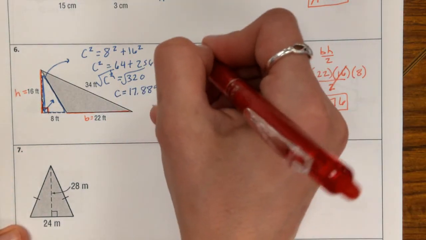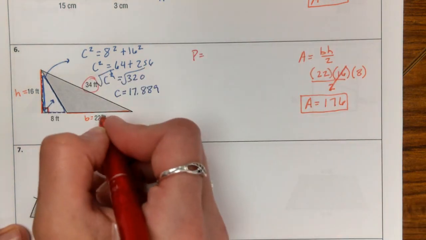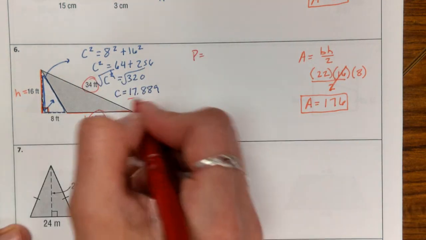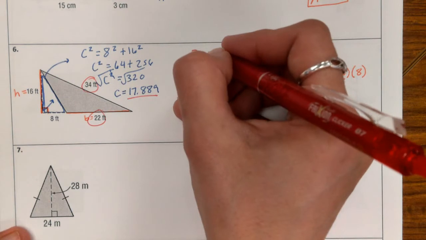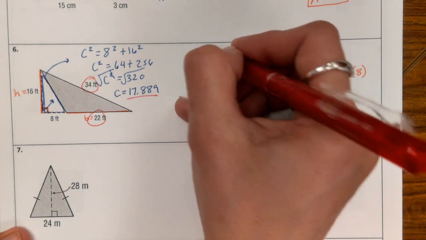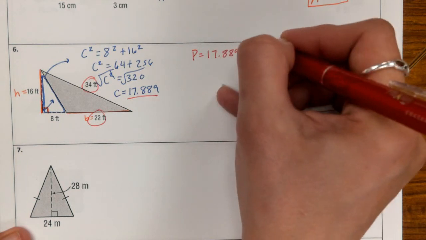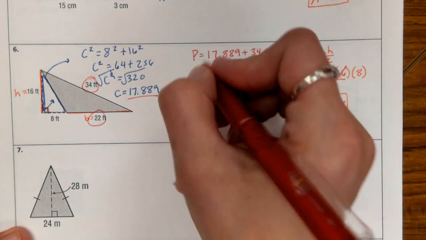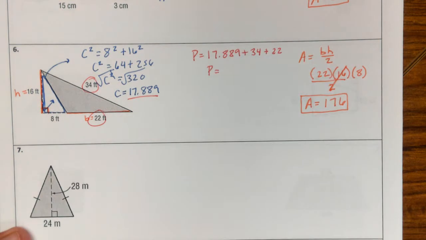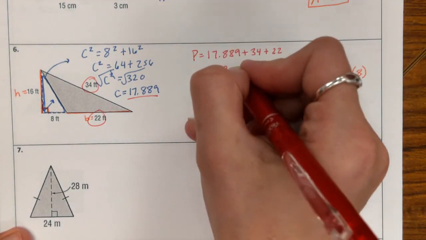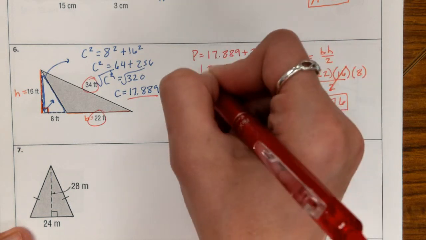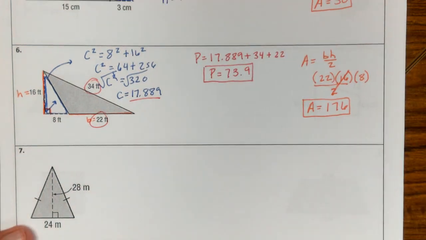So now we can find our perimeter with our three sides, the 34, the 22, and now the 17 and 889 thousandths. I'm going to write that one first. Add them all together and get your perimeter. Pause it, add them, round to the nearest tenth. Your perimeter should come out to 73.9, 73 and 9/10.